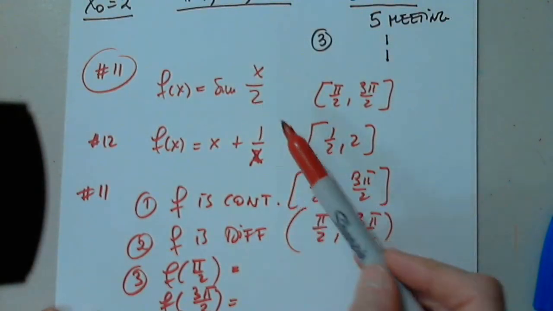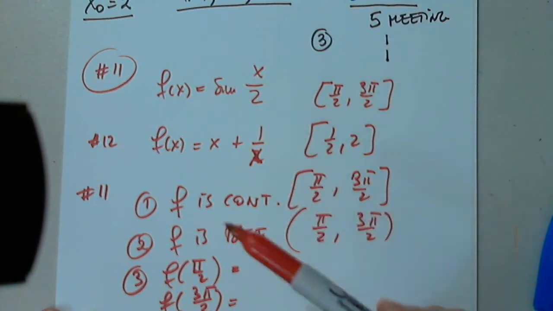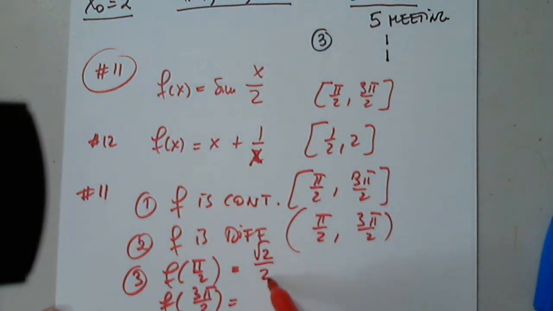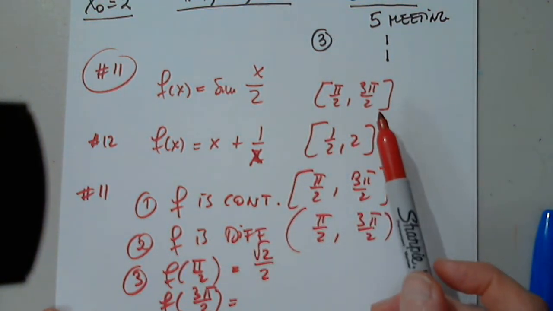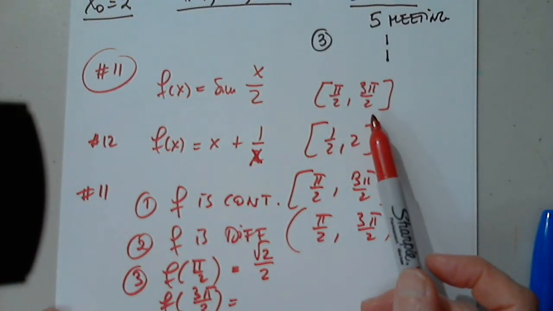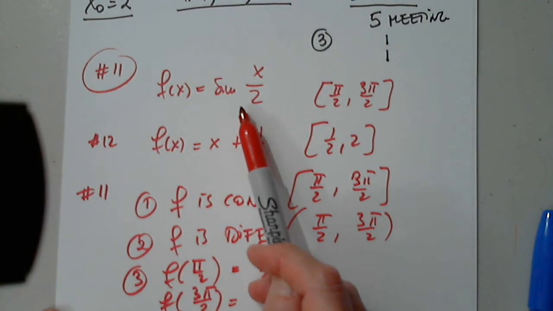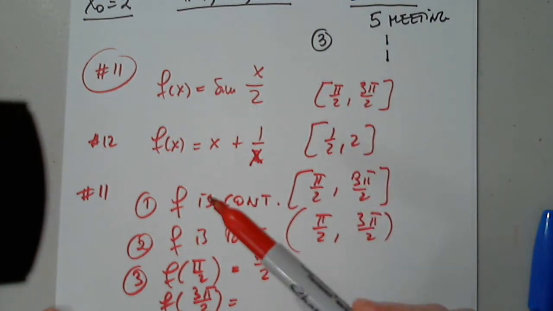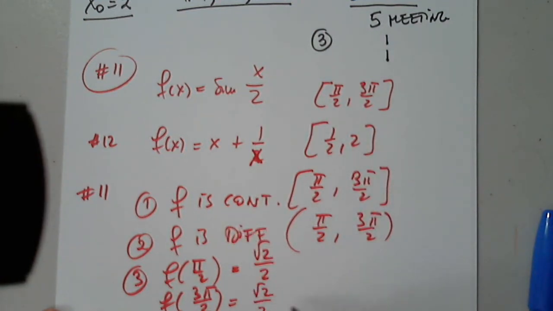So pi over 2 divided by 2 is pi over 4. So this is the square root of 2 over 2. And 3 pi over 2 divided by 2 is 3 pi over 4, which is still in the second quadrant, which is the square root of 2 over 2. So they're equal.